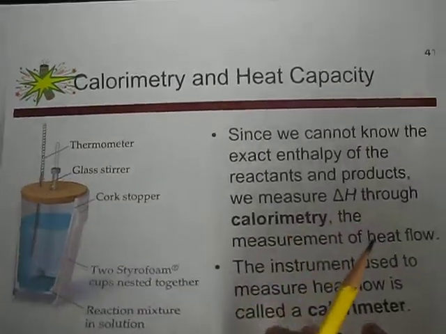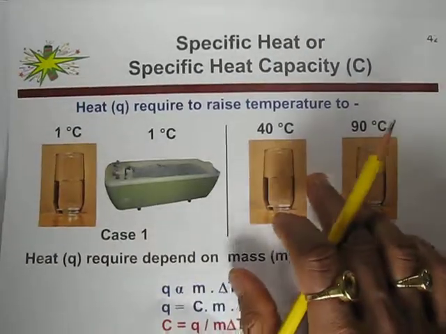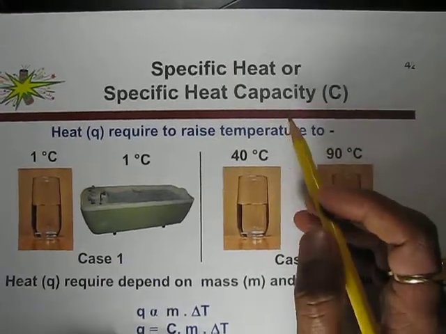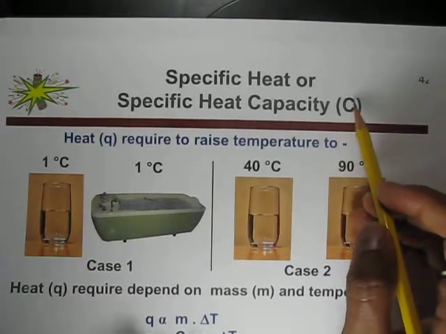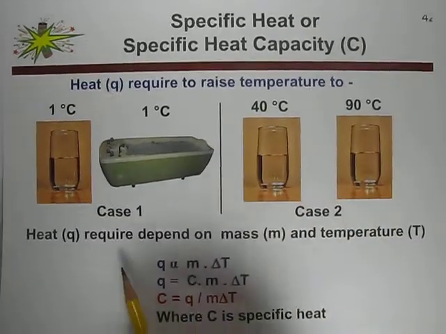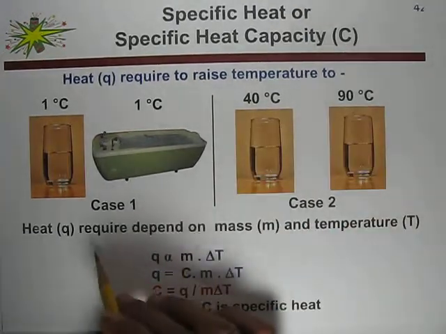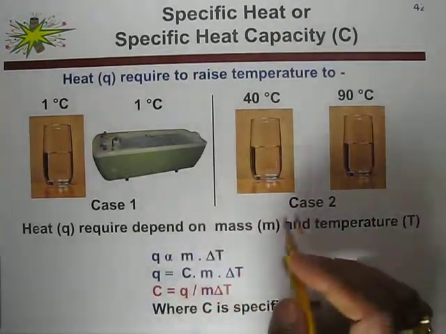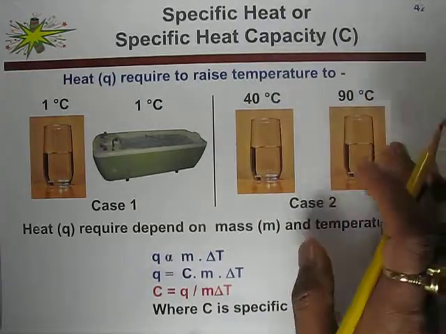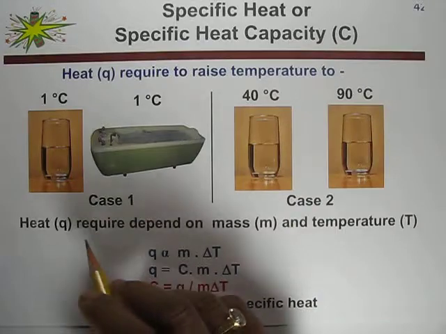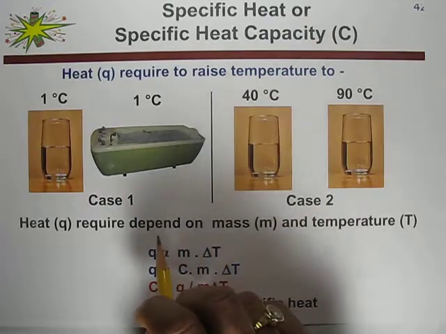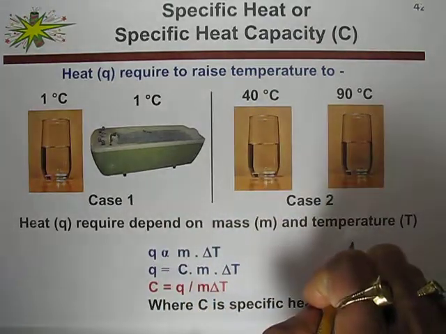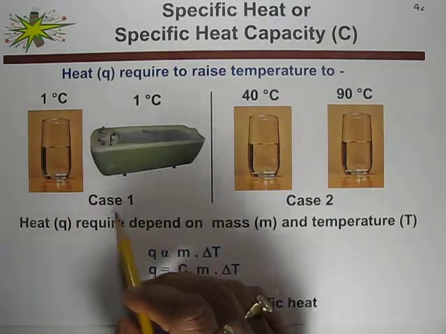What is the meaning of heat capacity? The heat capacity is also called the specific heat capacity, and it is represented by capital C. Heat capacity is the heat required to increase the temperature of any system, and the heat required depends on the mass and the temperature change. So there are two cases here.